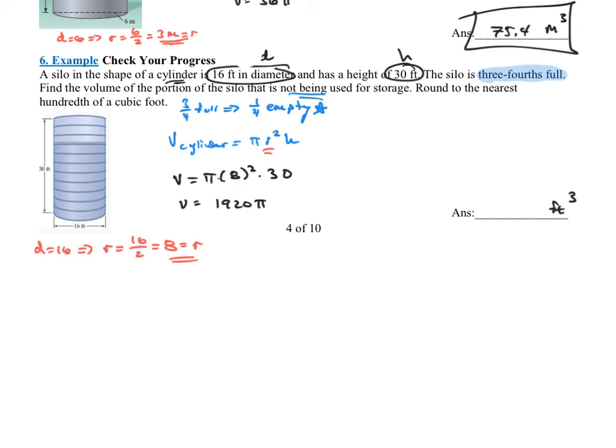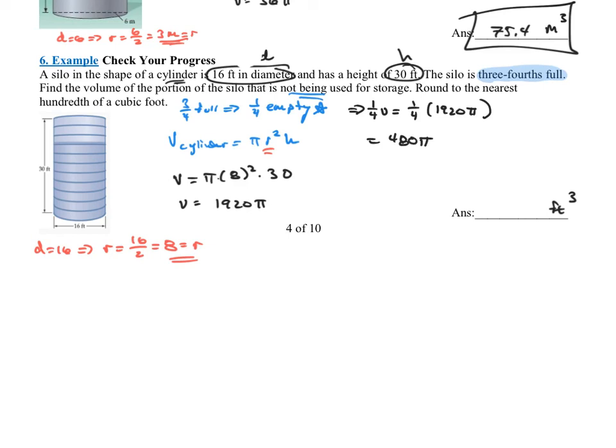So step back and think, what did we want? We didn't want the whole cylinder. We wanted 1/4 of the volume, 1/4 of the cylinder, which is just that empty portion, right? So that would be 1/4 times the 1920 pi. Go ahead and put that into your calculator. When I put that into my calculator, I'm getting 480 pi. That would be the exact answer.